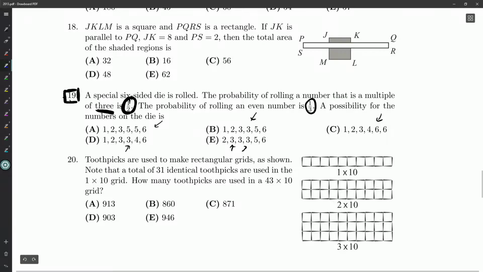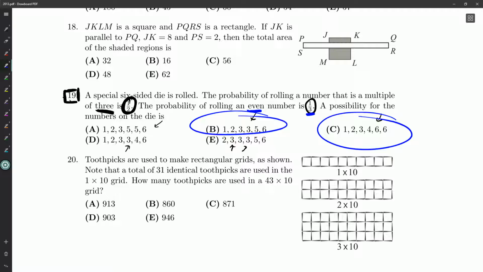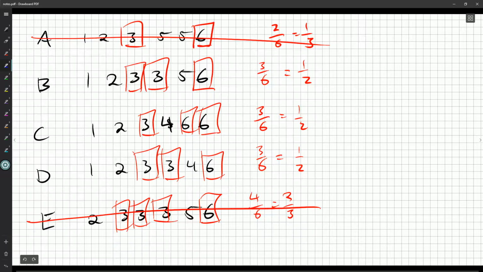What was the other thing we're told? The probability of rolling an even number is 1/3. So 1/3 of the total numbers needs to be even numbers. So 1/3, though there's 6 numbers in total, so 1/3 of that, I need to see 2 even numbers. All right, here I've got 2 even numbers. So 2 of the 6 numbers are even, so that's 1/3.